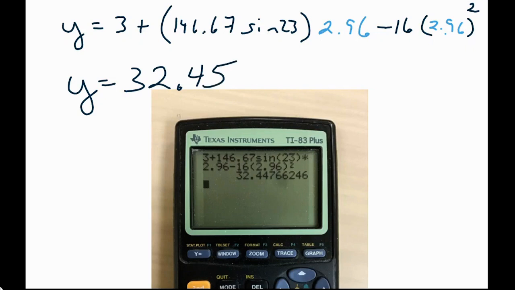And so is it a home run? Does the ball actually get high enough? Remember, the home run fence is only 10 feet high. So at 400 feet, the ball's 32 feet high. That thing's going to be a nice home run.